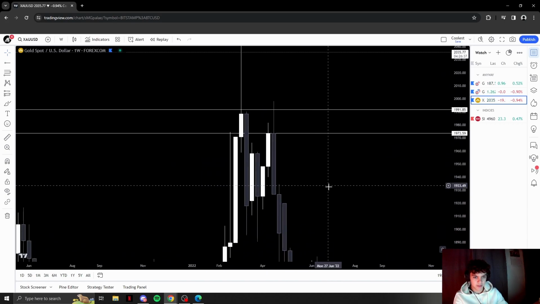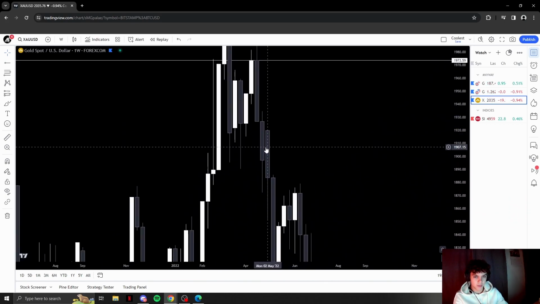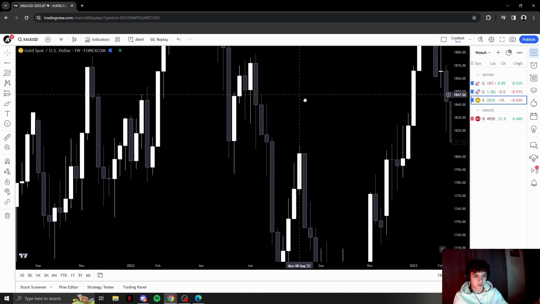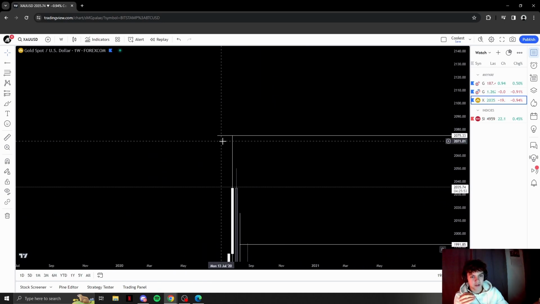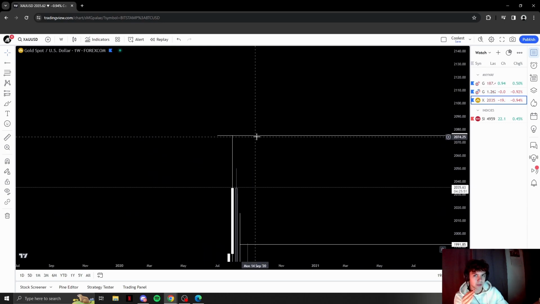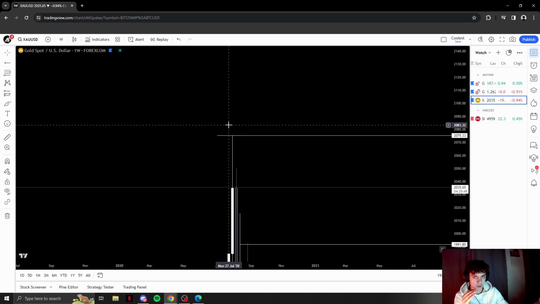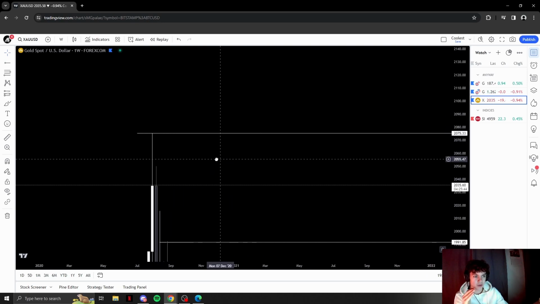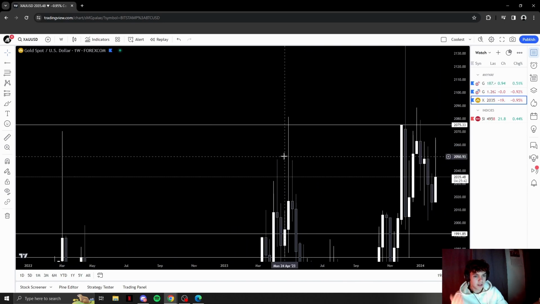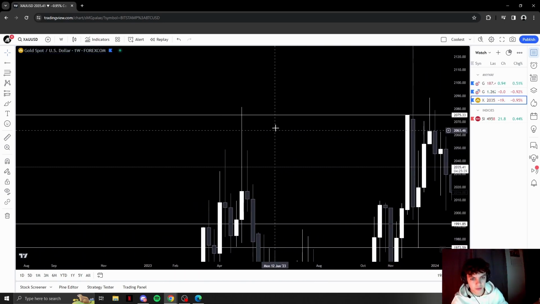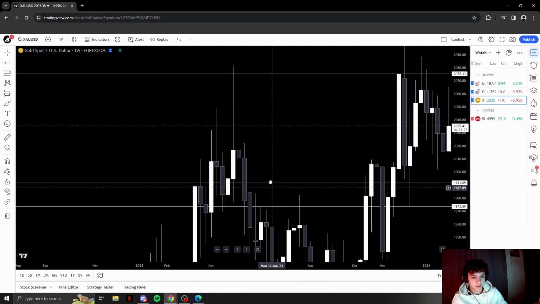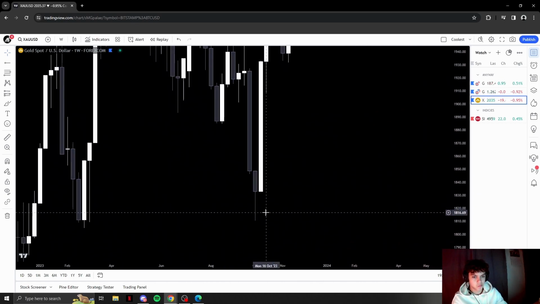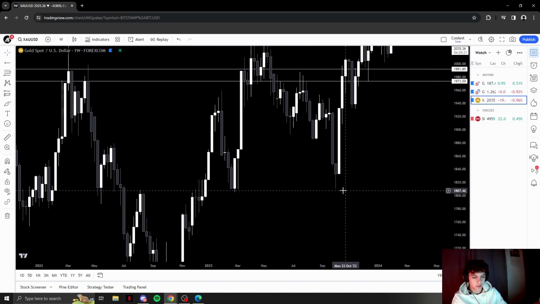What happens after that? We break structure right here, continues down, and this liquidity didn't get swept, so that means this is also still liquidity. It's liquidity that has not been swept. So as you can see right here, perfect. Look, here it gets swept, boom, we break structure, and we continue down. You literally see that.